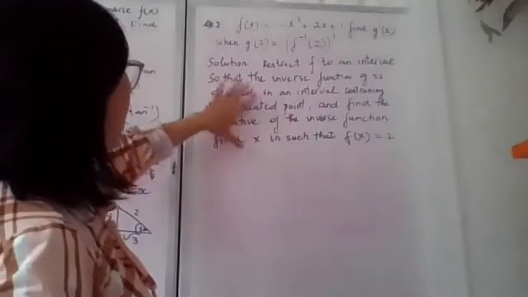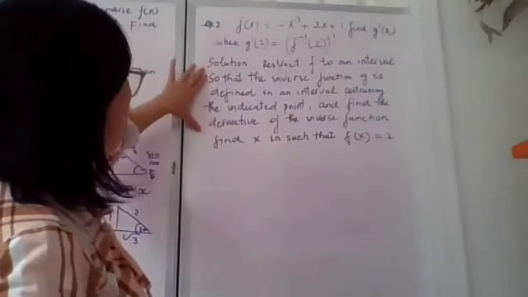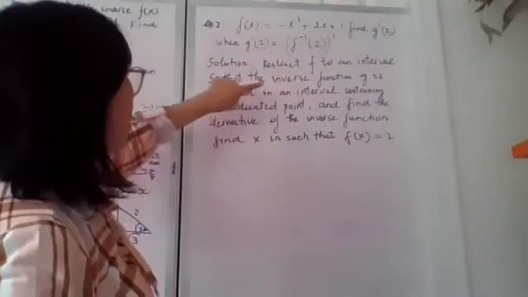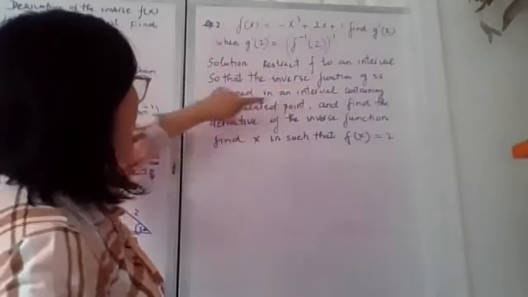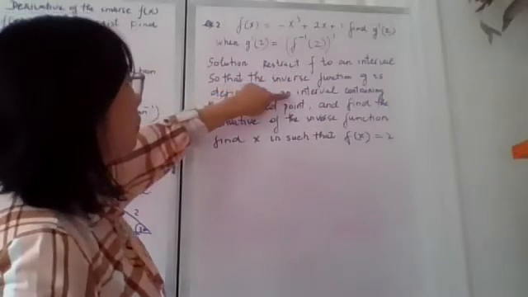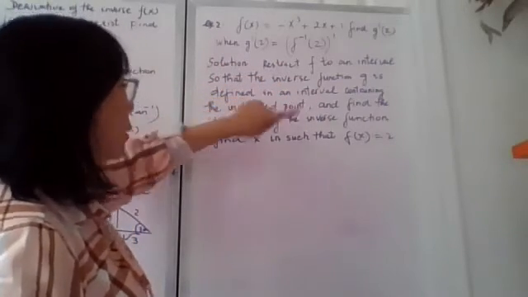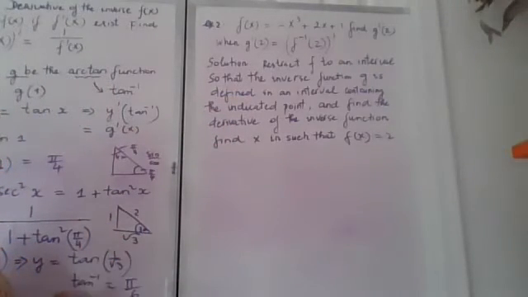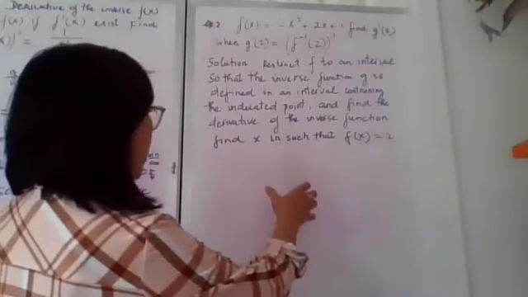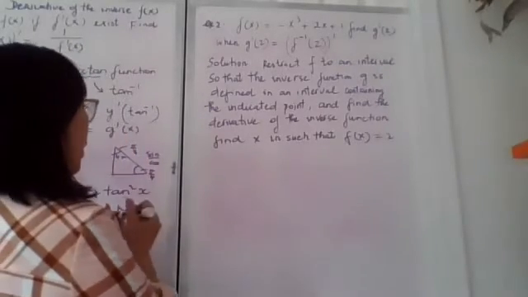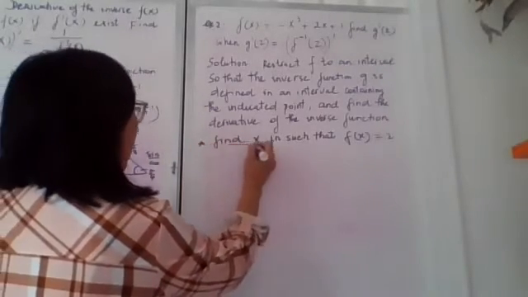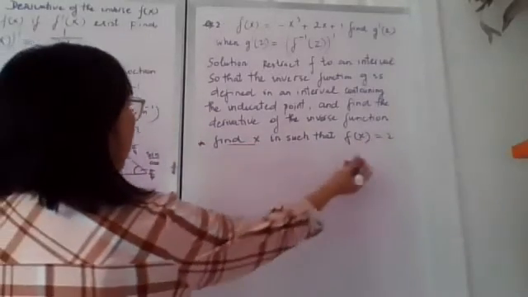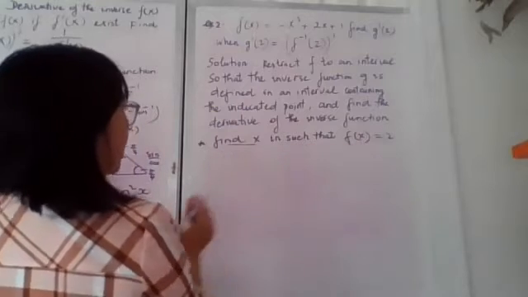So now let's see in here, that's why in the solution we say we have to restrict the function f to an interval so that the inverse function g is defined in an interval containing the indicated point, and find the derivative of the inverse function. So how are we going to restrict the domain at the point here? The way we do it, we have to find x such that f of x equals 2. So how do we make f of x equal 2?